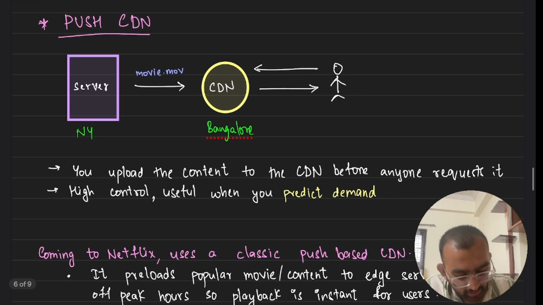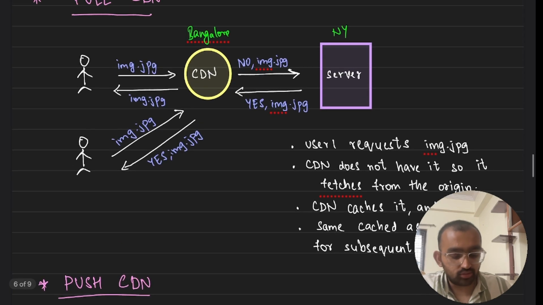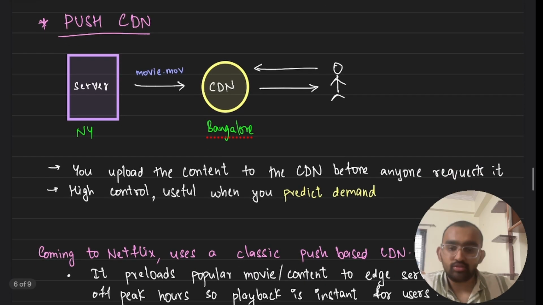Coming to push based CDN, the typical model that Netflix uses to cache in their CDNs. So let's say Game of Thrones is going to release on Netflix tomorrow, and you know that it is definitely going to explode. So what would you do? Would you wait until the user requests the CDN and then the CDN goes and fetches from the server and gets back the movie like we did in pull based CDN? No, right? So that's exactly the principle behind this.